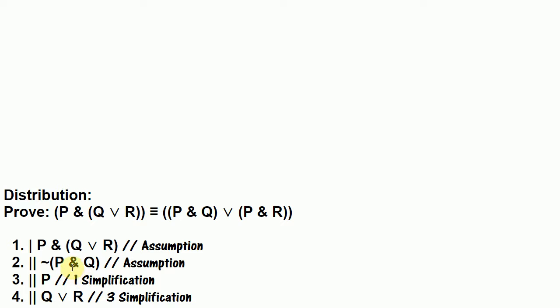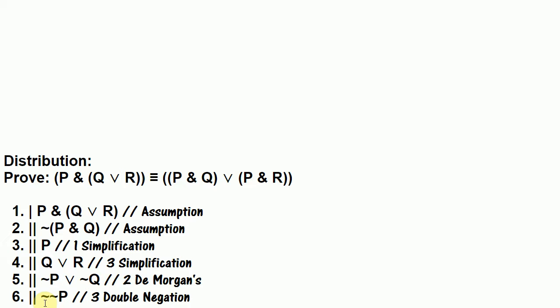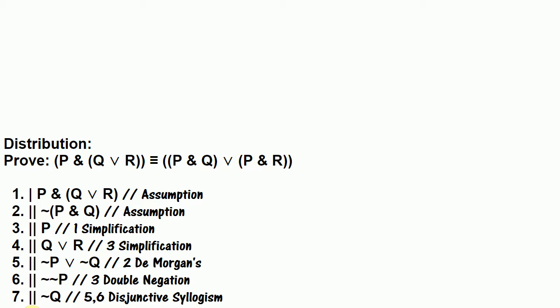Well, look up here at line 2. This is equivalent to not P or not Q through De Morgan's. So that gives us a line that has not Q on it. And then we could use disjunctive syllogism to get not Q from this line. To do that, we're going to need the negation of not P, which is not P. And we can get that by double negating line 3. And now that we have not P, we can get not Q through disjunctive syllogism.